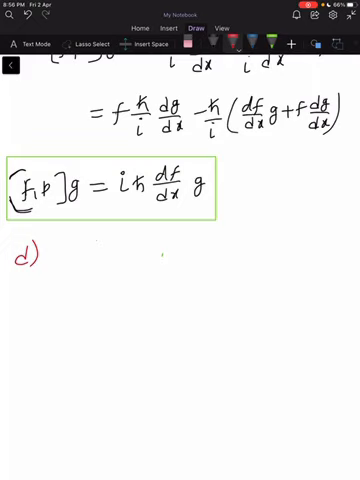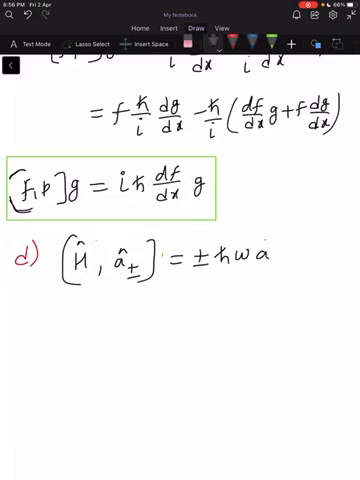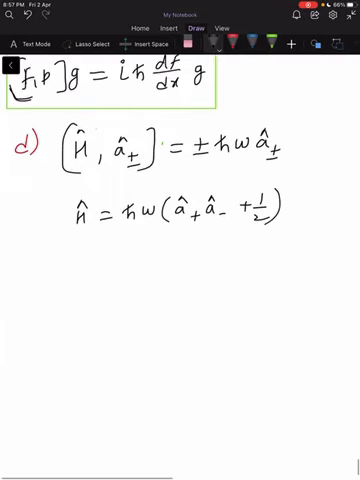Now moving to part D, in which finally we need to show that [H, a±] = ±ħω a±, where a± are the raising and lowering operators in the harmonic oscillator. So we can write H = ħω(a+ a- + 1/2).